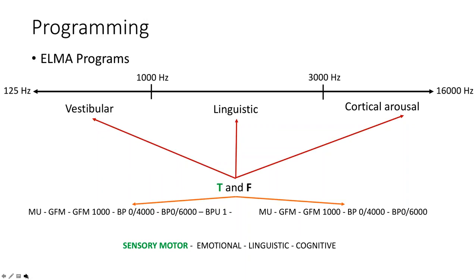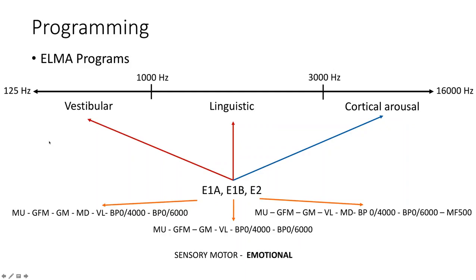So after the T or the F program, or the T and F program in function, we have the emotional programs. The emotional programs work more on the vestibular, more on the linguistic also, and not much on the cortical part. Even if they cover globally, they're still global programs. But there are, with the VL and the MD, programs aiming more on the vestibular and the second area, the linguistic area. So even if they work also globally, they're more intended for emotional problematics, as you all know.